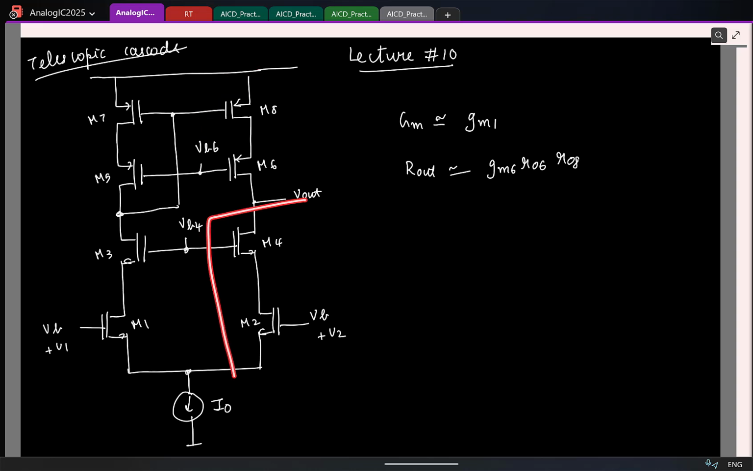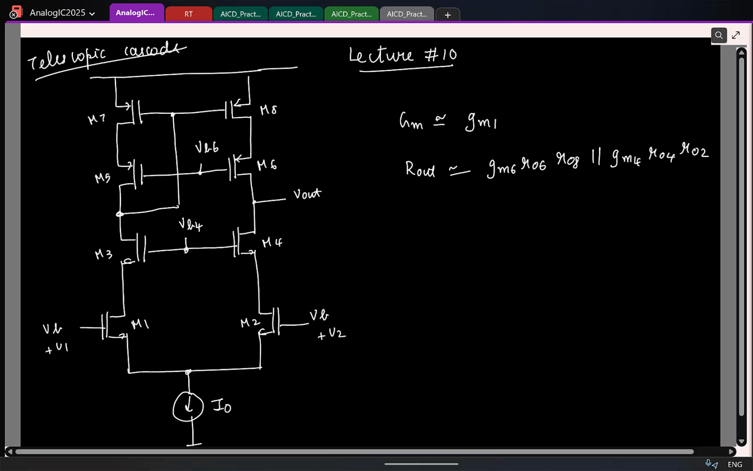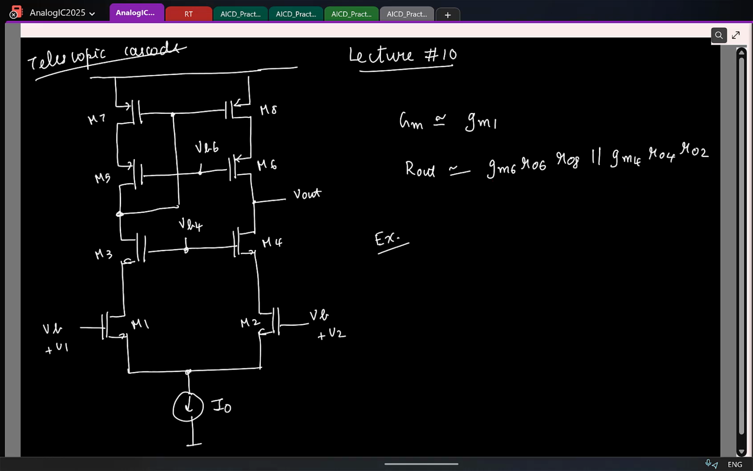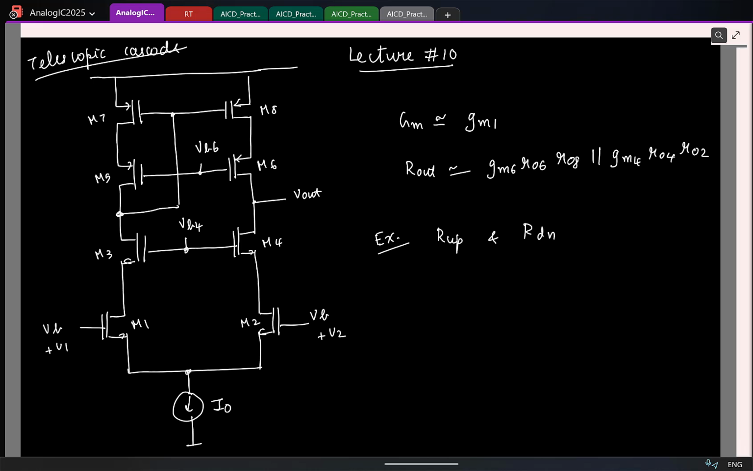Similarly, looking down, I would say the expression will have this impedance in parallel. What is the resistance of this alone? GM4, R0 4 times R0 2. Okay, so I'll just directly write it. Again, this doesn't mean that looking up the resistance is this and looking down the resistance is this. In fact, I'll give it as an exercise. Please calculate. The results will be similar to what you had in the 5 transistor OTA. Just that instead of having one R0, you will have a cascode impedance. That's all.